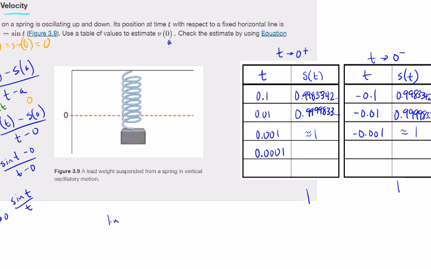So the limit as t approaches 0 of our function here is going to equal 1. Okay, so that means that the velocity at 0 equals 1. Or we can also say the derivative of the position at 0 equals 1, right? All those mean the same thing.